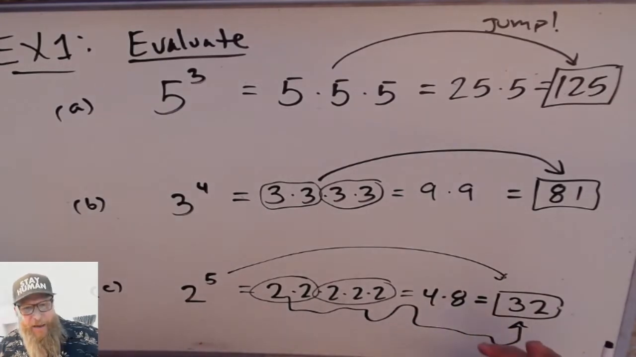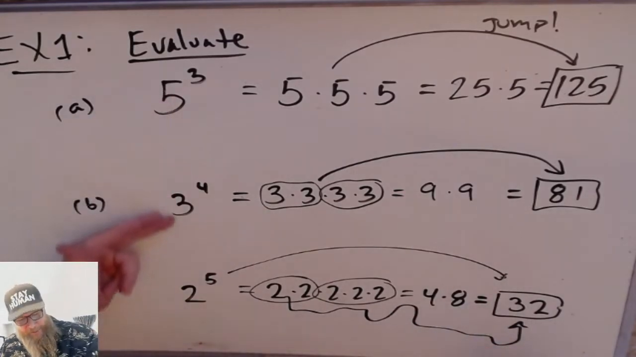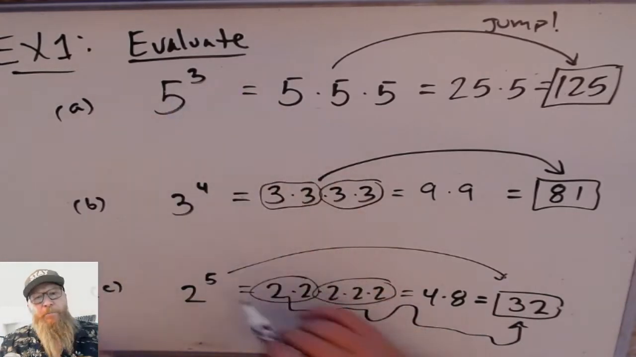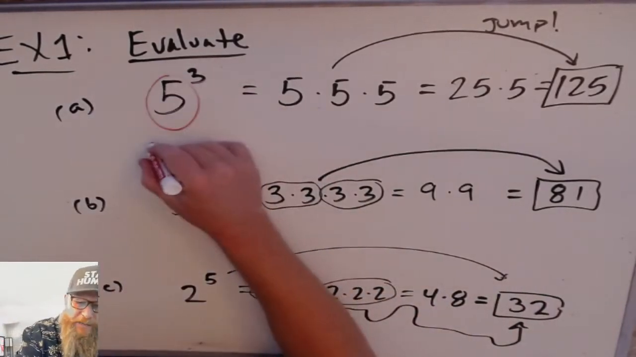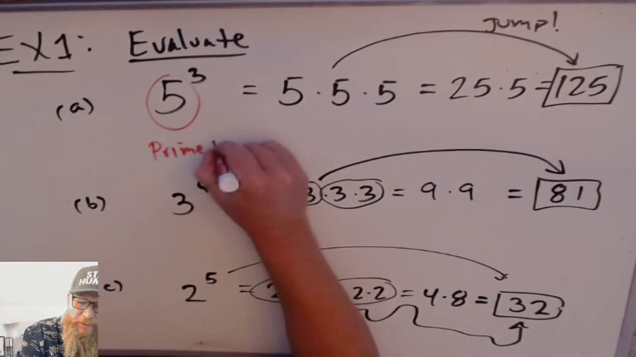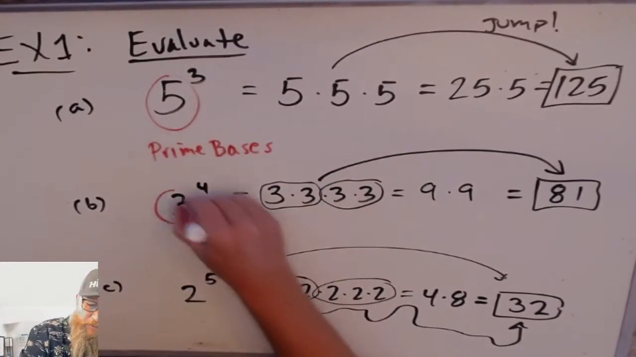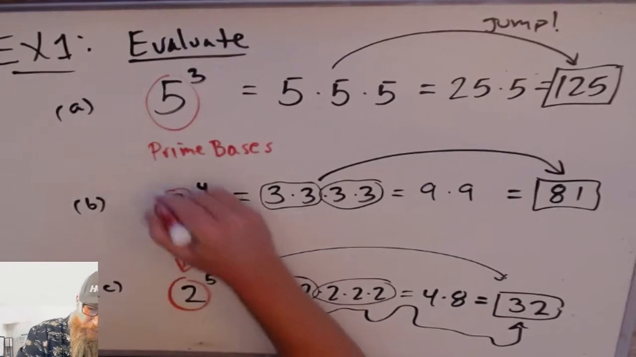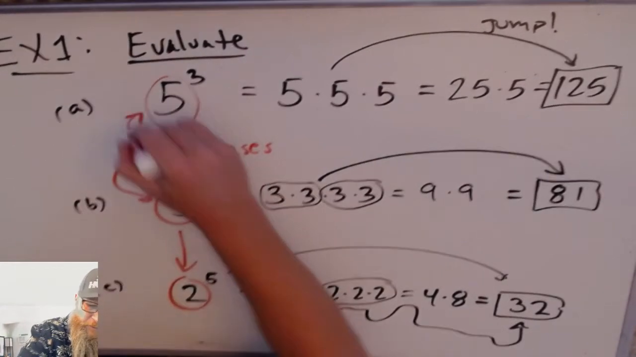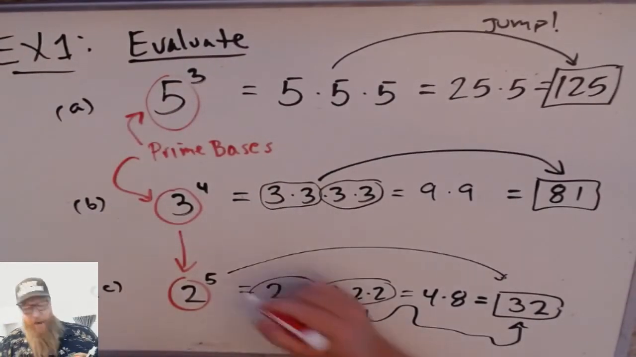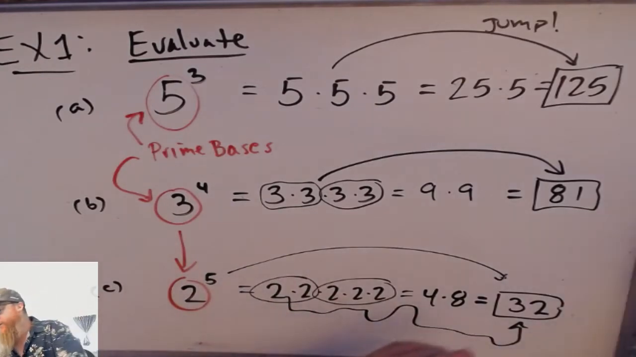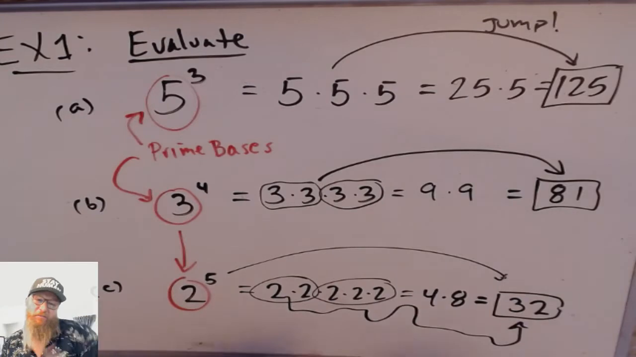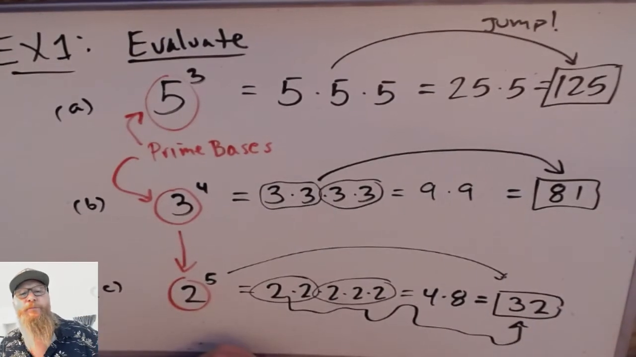That's the neat thing about these prime factorizations. Notice that all of these bases are prime. So we call these the base. All the bases are prime. The exponents aren't necessarily prime. Sometimes they are, sometimes they're not, just whatever they happen to be.